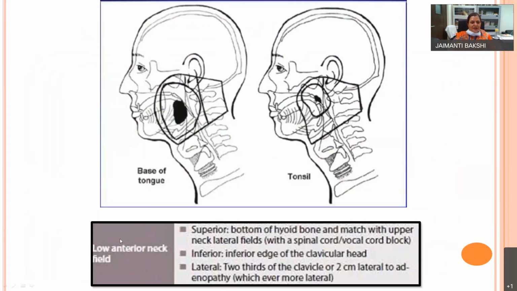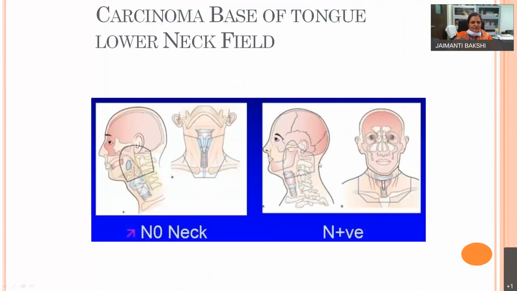Here we can see the low anterior neck field for carcinoma base of tongue. These are the radiation fields. You have to cover the area from skull base and go down into the neck, including levels up to level 4. This is for tonsil. Here we can see the radiation fields for N0 neck in patients with carcinoma tonsil, and these are the radiation fields which you have to cover. For N-positive neck, you have to give a higher dose, so you have to cover a wider area.